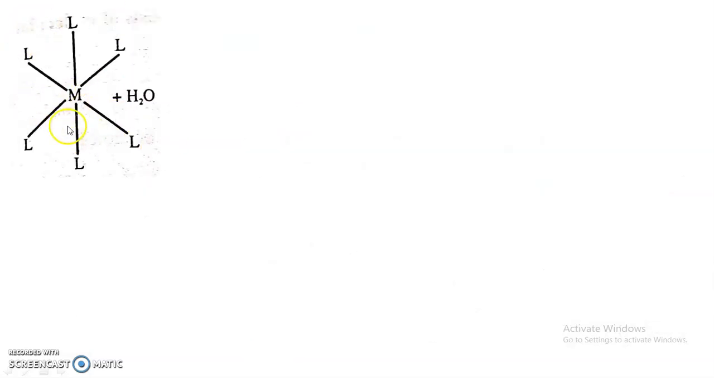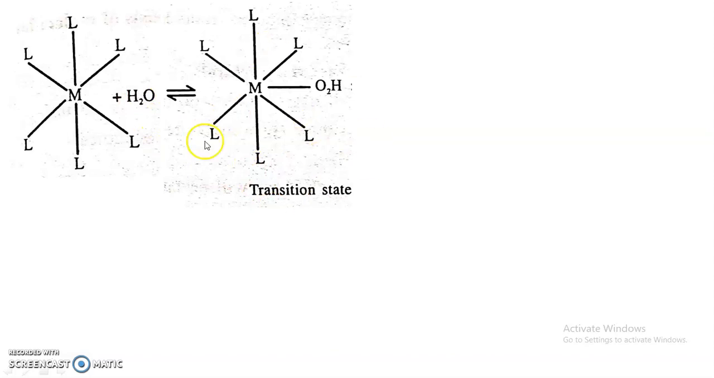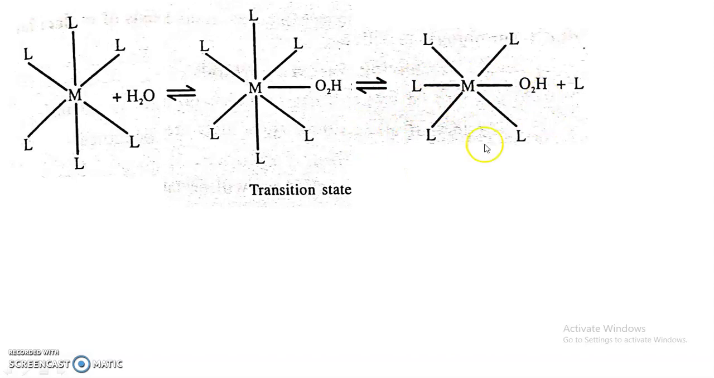For example, this is the complex, where the metal is attached to 6 ligands, and it must contain vacant d orbitals to accommodate the electron pair donated by the 7th ligand, and there is a formation of a 7 coordinate transition state, and then an exchange of ligand takes place. So this is the mechanism for how ligand substitution occurs and how inner orbital complexes containing vacant d orbitals are labile.